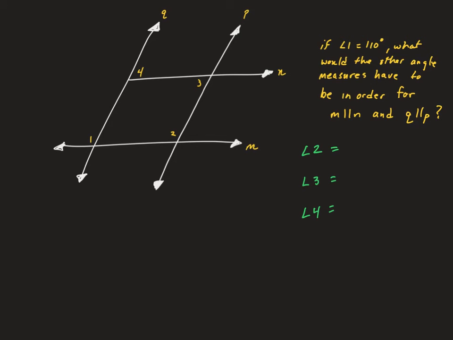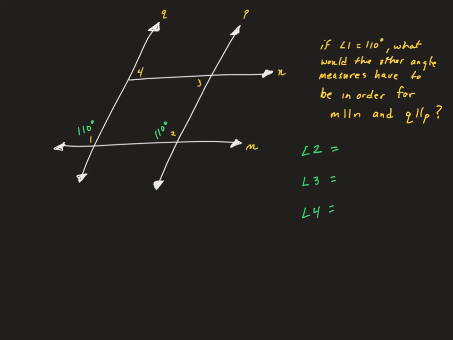Well, if angle 1 is equal to 110 degrees, and if these lines were parallel, I should be able to say angle 1 and angle 2 are corresponding angles. If they were parallel, these corresponding angles would be congruent. So angle 2 should be 110 degrees. Again, if line N and line M were parallel and they were cut by a transversal, angle 2 and angle 3 would be same side interior angles, and same side interior angles are going to be equal to 180 degrees.